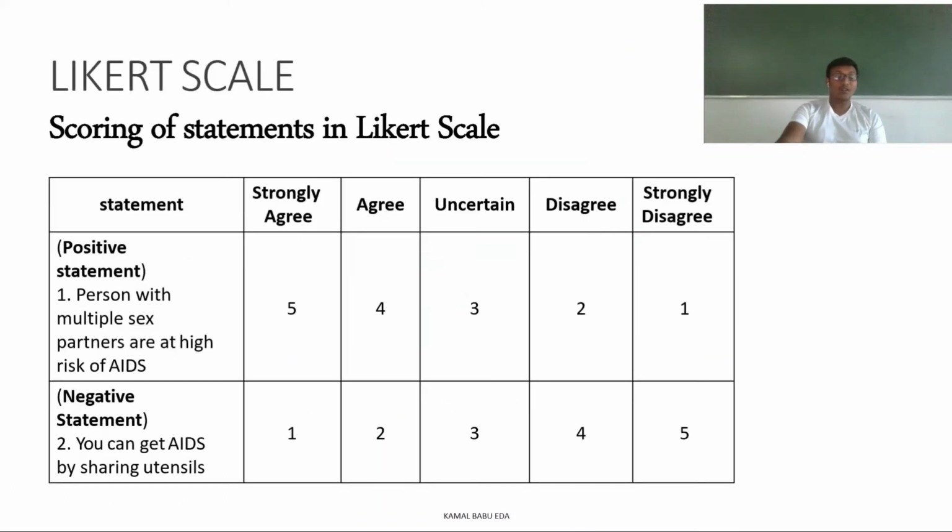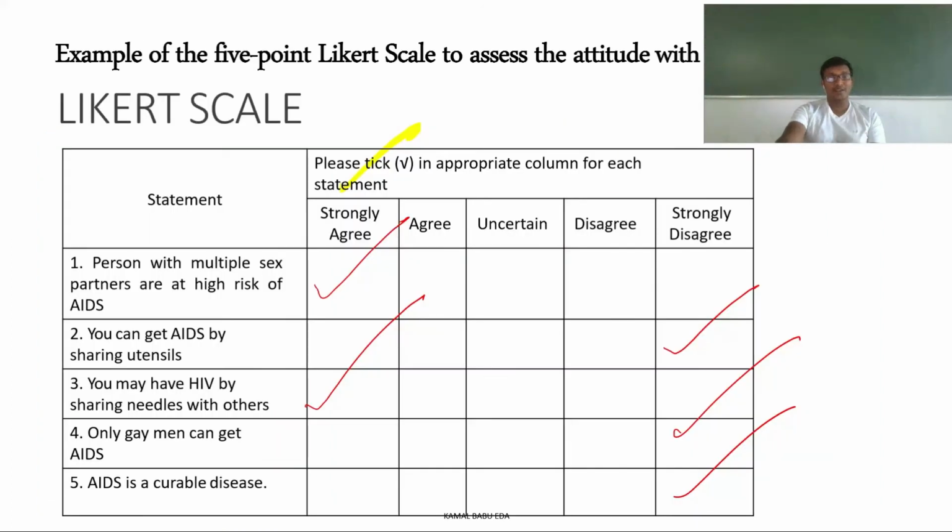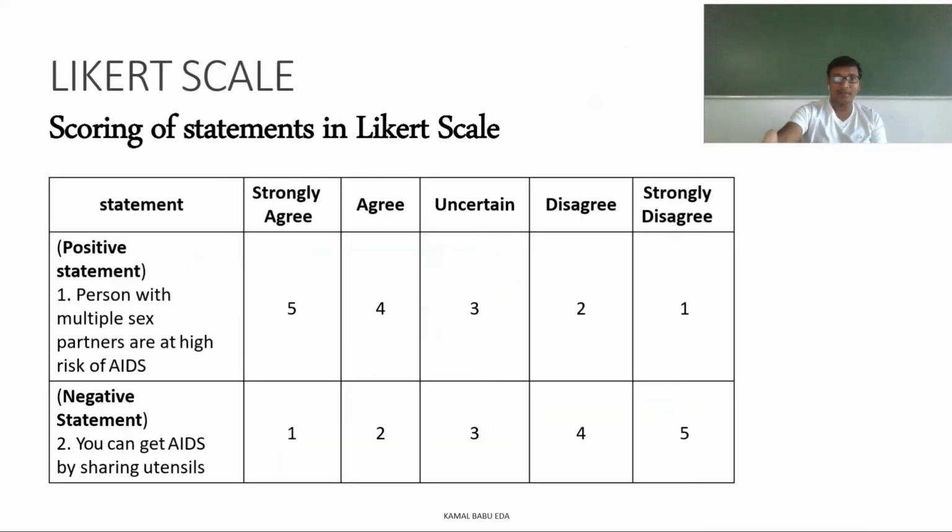We'll see what the scoring is. If you strongly agree, they will give you 5 marks; if you just agree, 4, then 3, 2, 1, the same rating scores. So if you strongly agree, 5 points. For the statement "The person with multiple sex partners is at high risk of AIDS", yes, I strongly agree, so 5 points. Negative statement: "You can get AIDS by using the utensils." No, I strongly disagree.